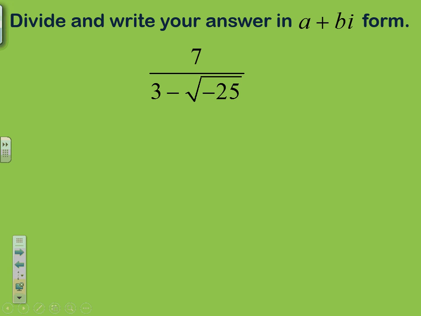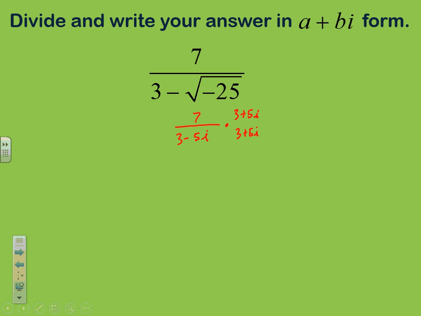Next example, we're stepping it up just a little bit with the addition of a real component in the denominator along with the imaginary component. So let's go ahead and simplify the denominator. The 3 minus the square root of negative 25 would be 3 minus 5i. And just like in the previous example, because we have the imaginary number in the denominator, we must multiply by the conjugate to eliminate it and create a positive number in the denominator. So the conjugate of 3 minus 5i is simply 3 plus 5i, and I'm going to multiply it to both the top and the bottom of the fraction.